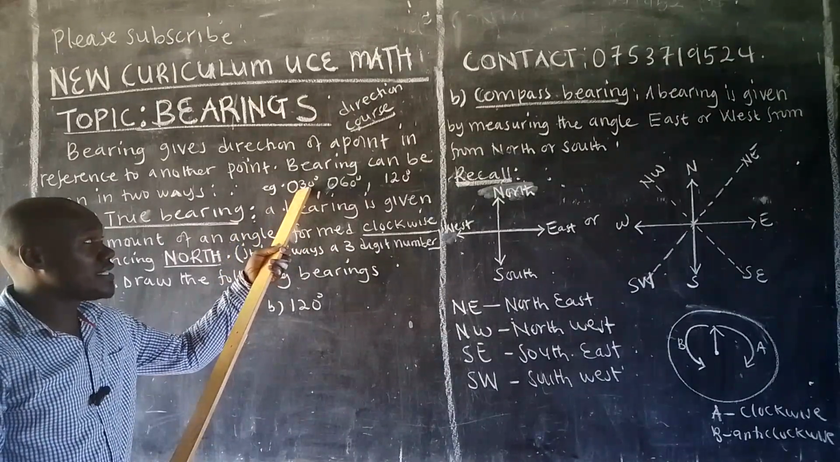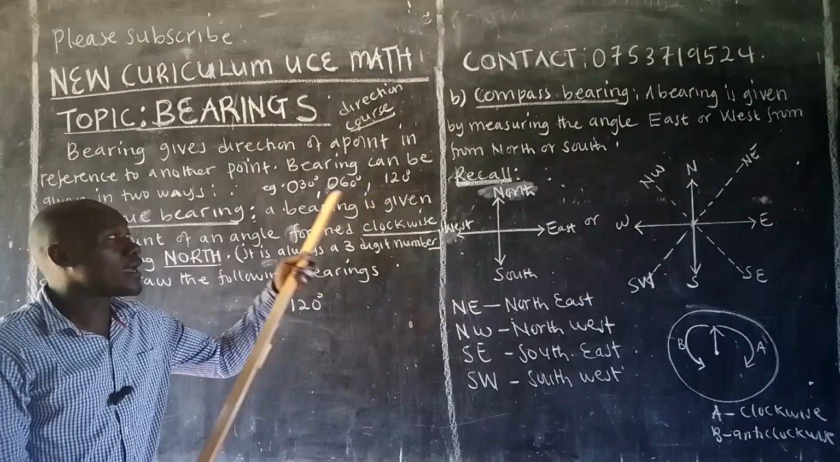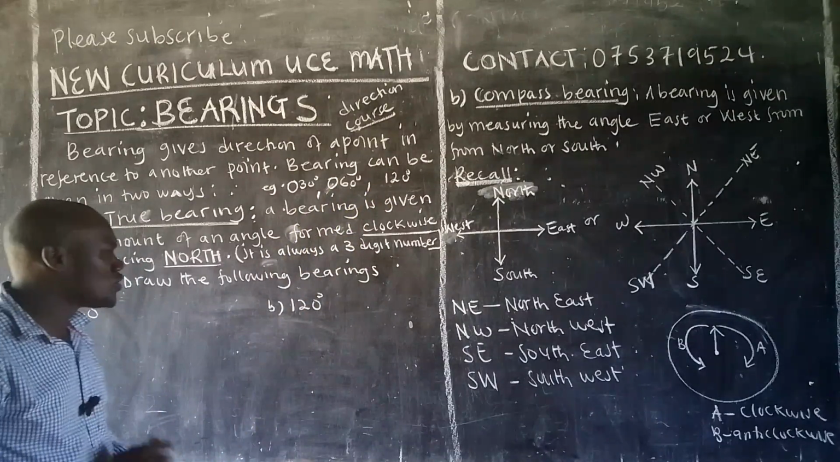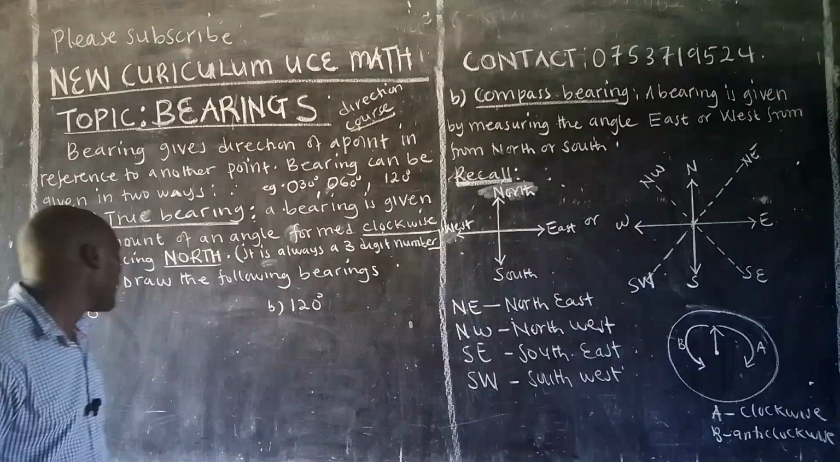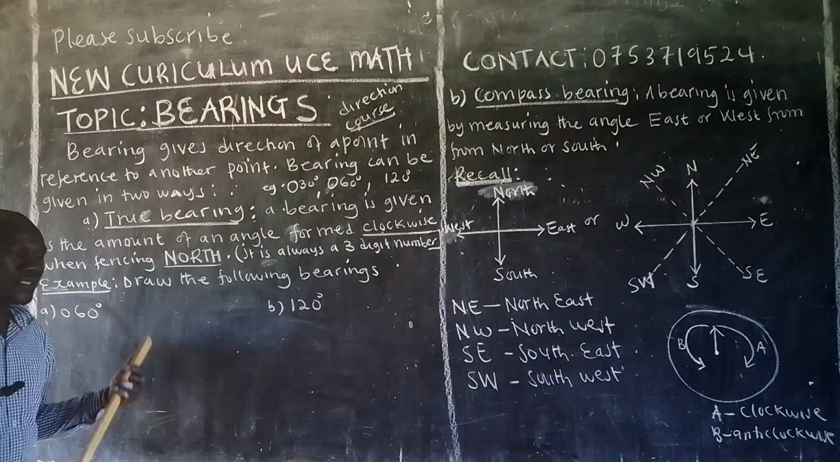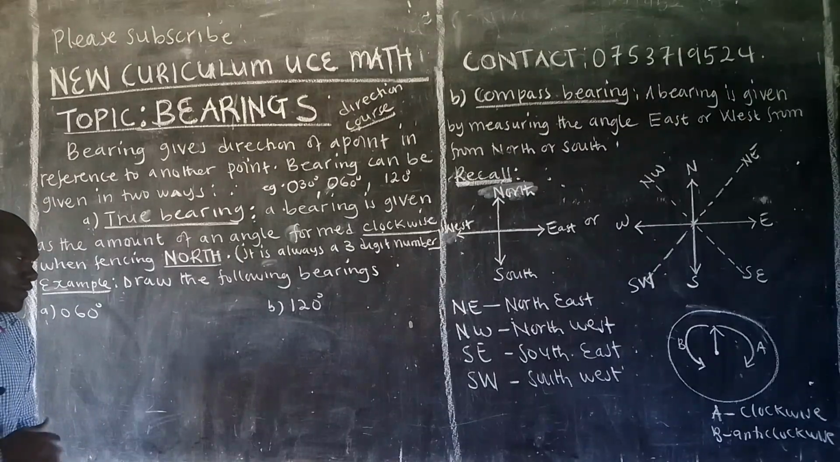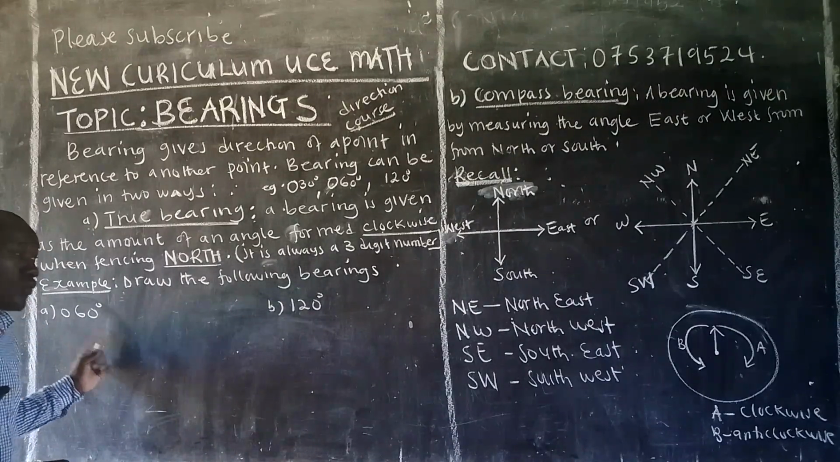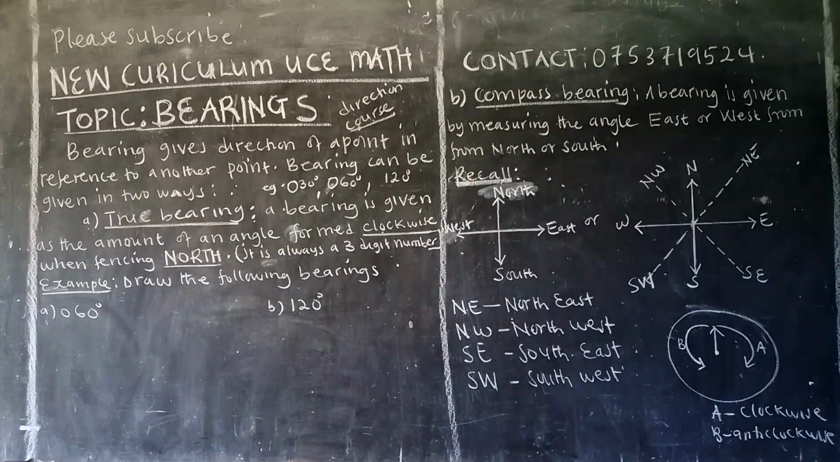0, 3, 0. So whenever you see this in an exam or anywhere, then you just know you have been given a true bearing. And how do we measure those true bearings? Now, for us to learn, I'll be using some examples so that in the future, when you find this, you know what you are meant to do, and when you find that, what you are meant to do.